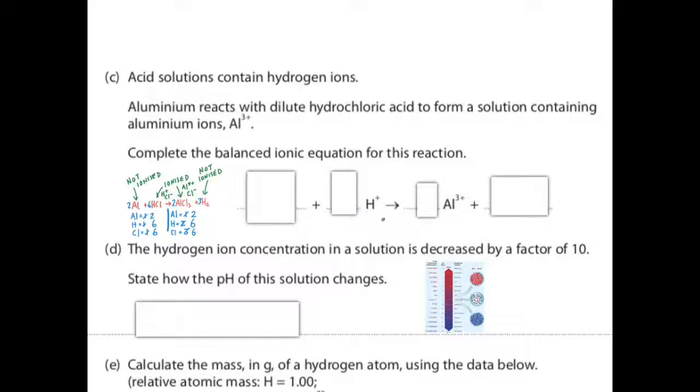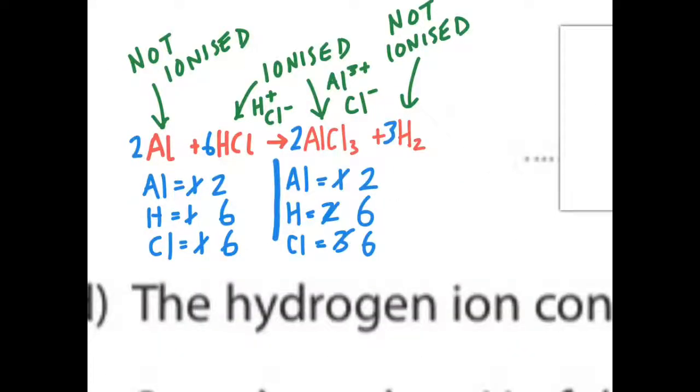But the equation here only wants you to deal with the hydrogen and aluminium elements and not chlorine. To understand why, you have to look a bit closer at what's going on. We're starting off with aluminium, which isn't in ion form. It's not ionized, it's a block of metal.